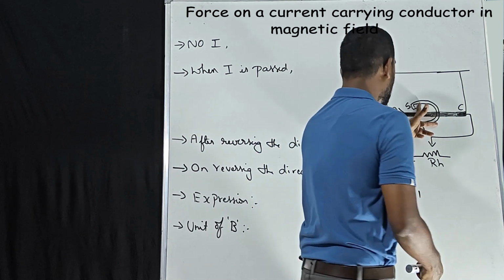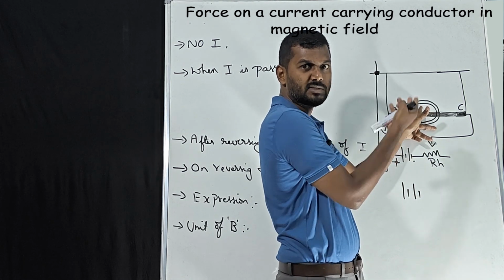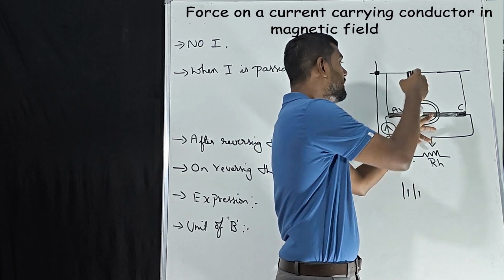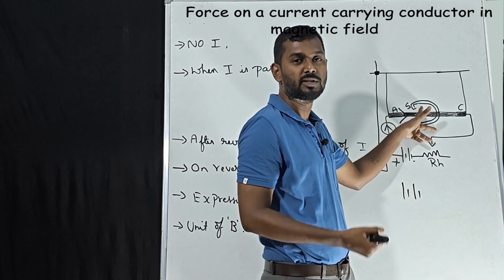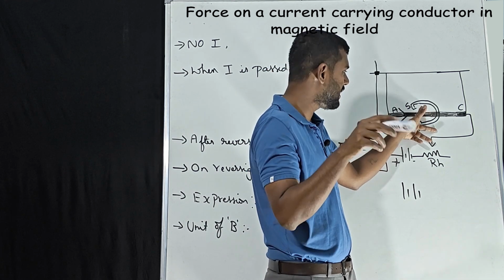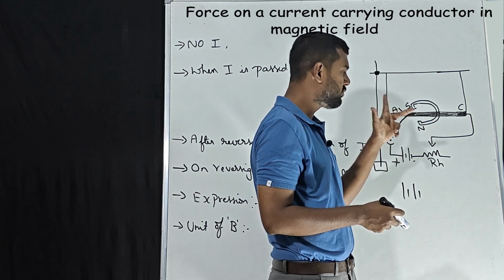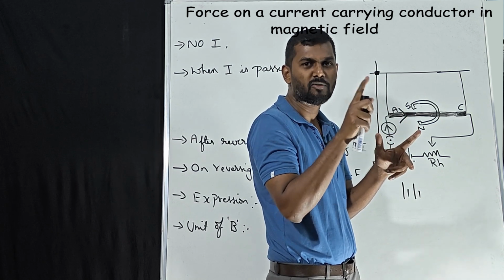Now see the direction of thumb. If I stand here, the thumb is towards the observer, correct? Towards the observer. So this metallic conductor will move towards the observer. That means force is towards the observer. You understood? I'll repeat one more time. First we have to assign the forefinger. Always assign the forefinger in the direction of magnetic field.